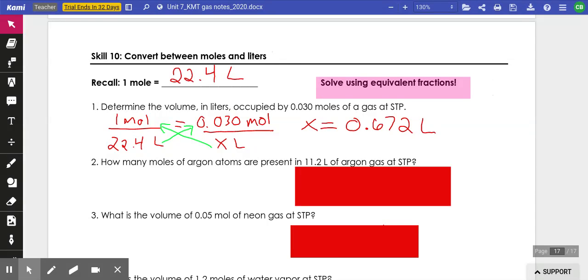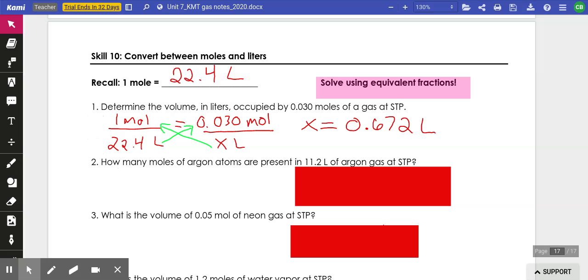So the relationship that you should know for this is that 1 mole is equivalent to 22.4 liters. So if you're given a problem like number 1, where it asks you to determine the volume in liters occupied by 0.03 moles of some gas, the best and easiest way to do this is to set up some equivalent fractions. So the left side of your equivalent fraction should always be exactly the same. It should say 1 mole divided by 22.4 liters.